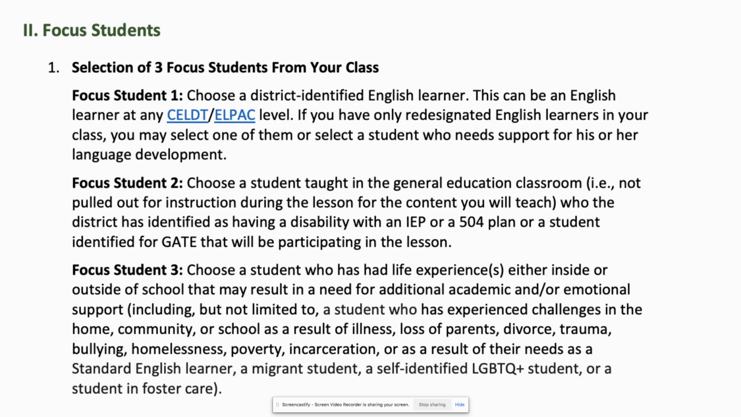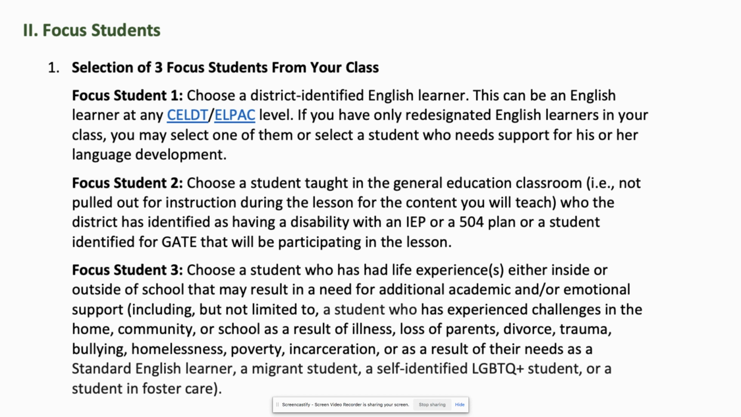All right, another piece that you want to consider when you're both designing instruction and considering assessment is who are you doing this for? Who is your audience? So for Cal TPA Cycle 2, you need to select 3 focus students from your class, and you will need to write a narrative about each of your focus students.